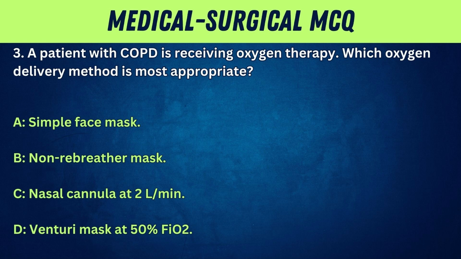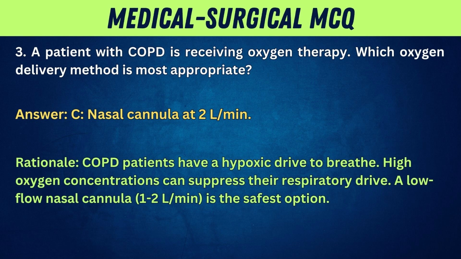A. Simple face mask. B. Non-rebreather mask. C. Nasal cannula at 2 liters per minute. D. Venturi mask at 50% FiO2. Answer: C. Nasal cannula at 2 liters per minute. Rationale: COPD patients have a hypoxic drive to breathe. High oxygen concentrations can suppress their respiratory drive. A low-flow nasal cannula, 1 to 2 liters per minute, is the safest option.